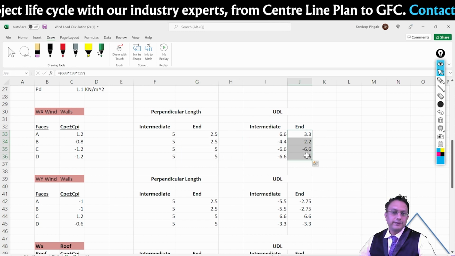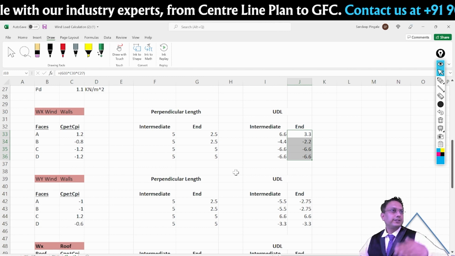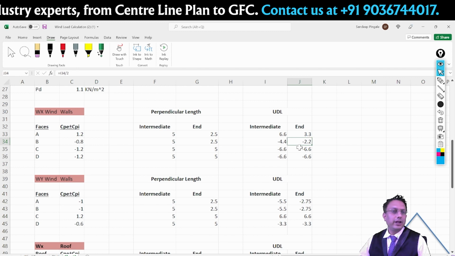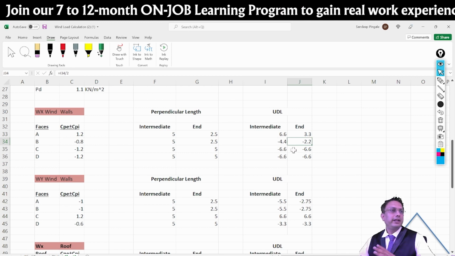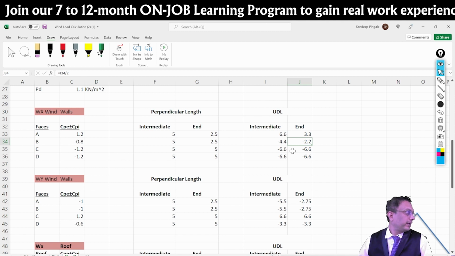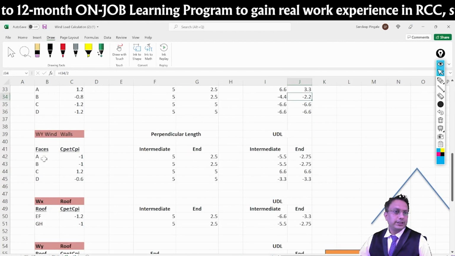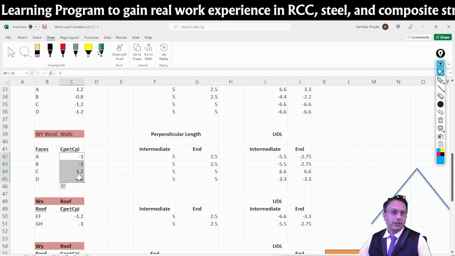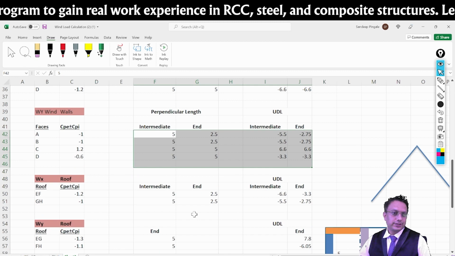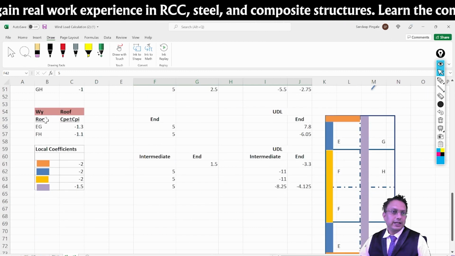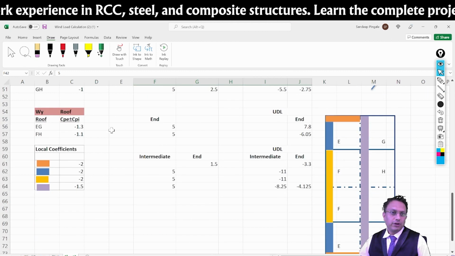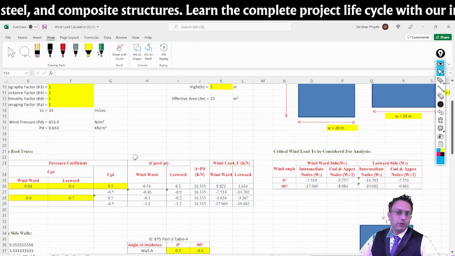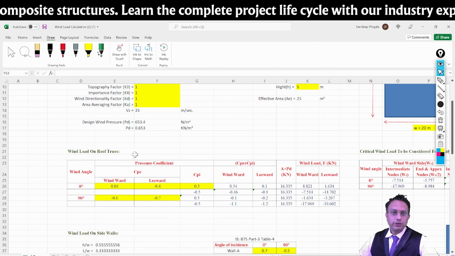This is the end. What does intermediate mean? In between. End will always be 50 percent of this. Do you agree? Because the area will be reduced by 50%. Correct? Now this is basically at the faces A, B, C, D. These are the coefficients and these are the results. Like that, you will see the wall and the roof. All these figures will be given. Like that, actually, it can be calculated with this particular spreadsheet. I'll give both of them later on.